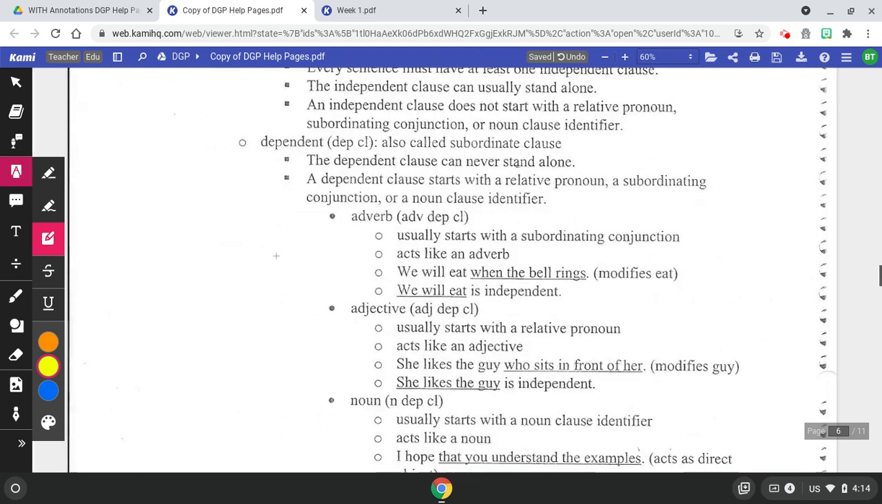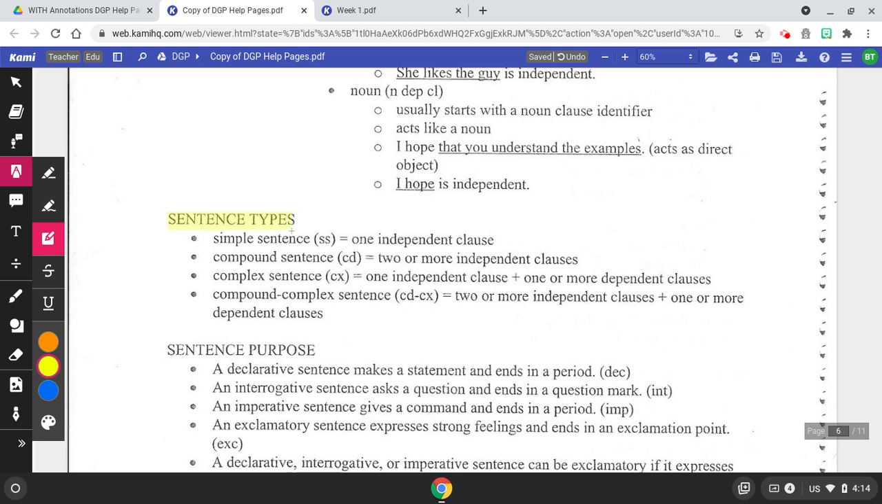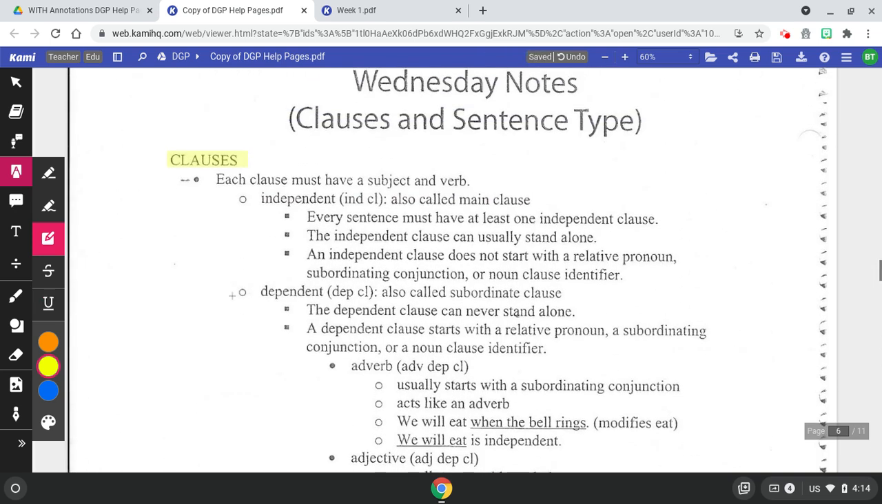So we look for clauses. We look for the sentence type. And we look for the sentence's purpose. Awesome. I'm going to now get my line tool. And the thing about clauses, I'm back at the top of Wednesday. Each clause must have a subject and verb. Okay. So that is number one thing there. And every sentence must have at least one independent clause. All right. That is very, very important.